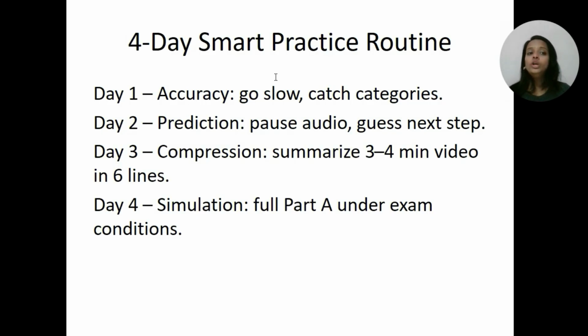Okay? So, OET Listening Part A is not a memory test. It's a medical thinking test wrapped in audio. Once your brain learns what to expect, then the entire section slows down for you, even though the audio speed is the same. So don't try to grab every word. Understand the flow, write the structure, and trust your clinical instincts.